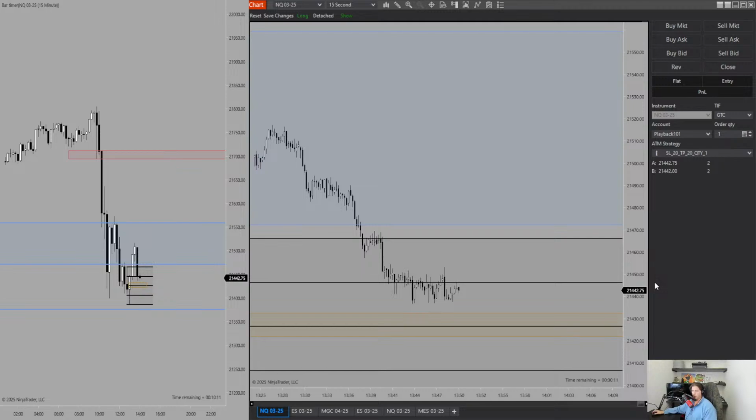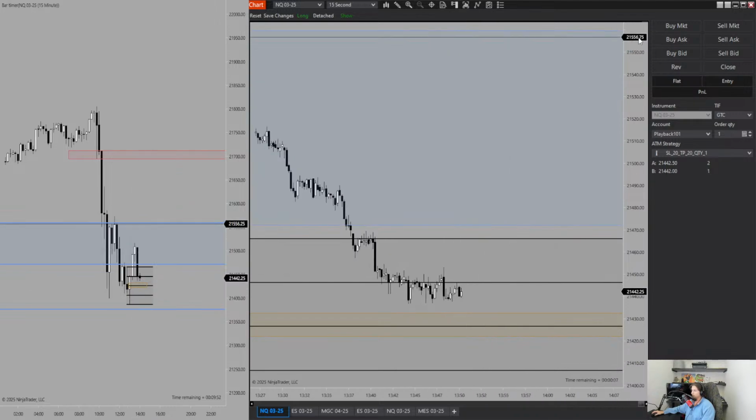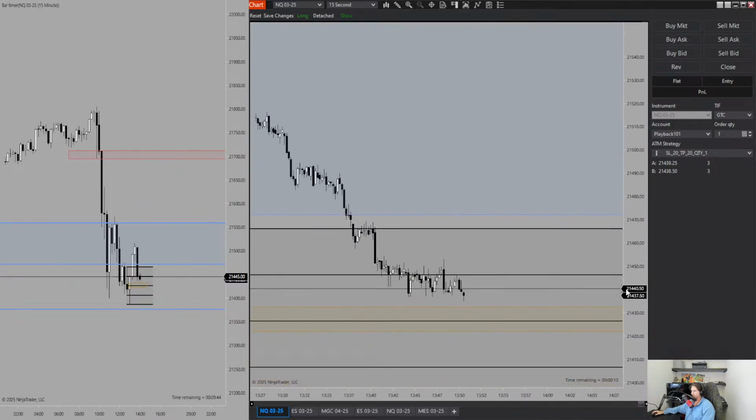So usually selling implied volatility is a good way to generate income. All right, we took this low. Let's see if we get a move back up. Let's see this.